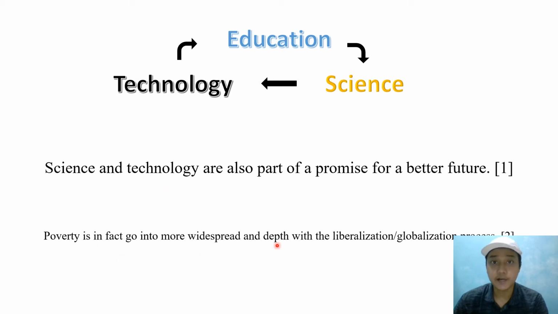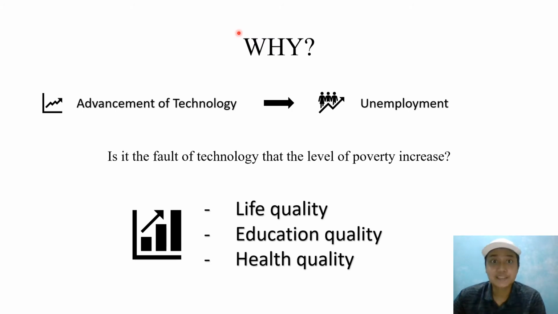However, in the second reference, we also found that poverty is in fact going to become more widespread and deeper with the liberalization or globalization process, where the liberalization or globalization process is a result of technological advancement. The question is, why? Why in the end did technology unexpectedly increase the level of poverty while ideally it should help humans to overcome poverty? When we learned deeper into the journal, we found that technological advancement increased the amount of unemployment.